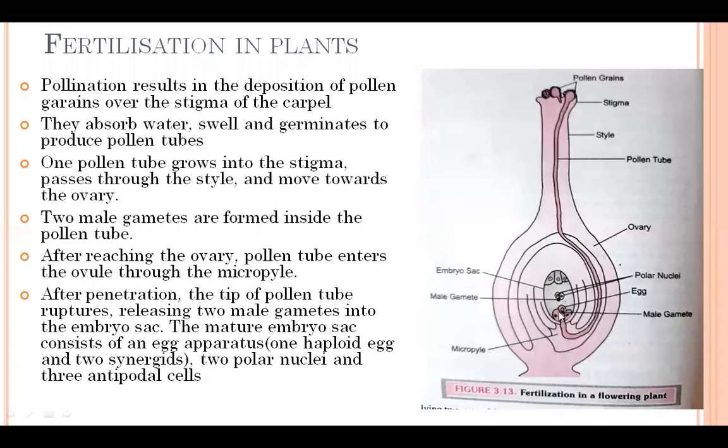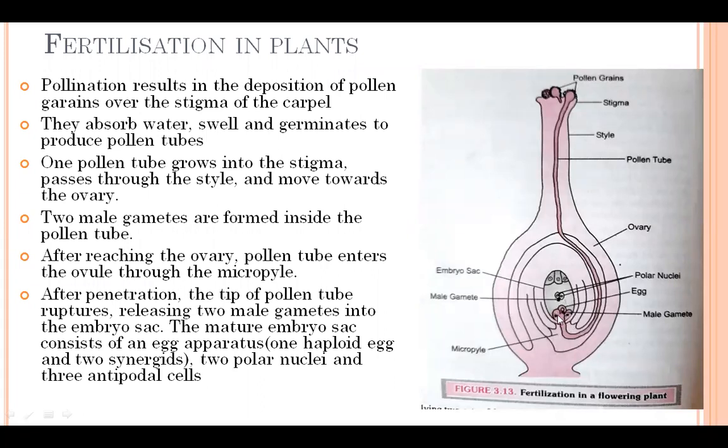Now here you can see 3 cells are here at the base of the embryo sac, and 3 cells are on the top of the embryo sac, and 2 cells are here, the two polar nuclei. So 2 nuclei are there in the center. Now what are these? First of all, understand.